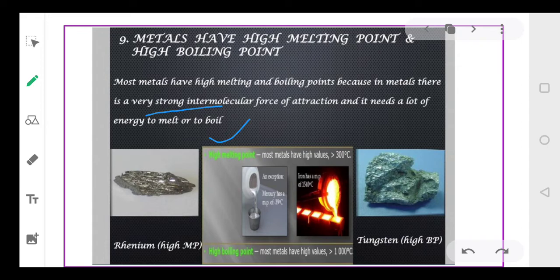Like tungsten, it has a very high melting point. Rhenium has a very high melting point. And that is why, see, tungsten has a very high melting point and boiling point, and thus it is used to make the filament which is present in the bulb. And that is why tungsten is used in the press also. It is used as a heating element. That is why our electrical press that we use in our houses to press our clothes consists of tungsten filament.